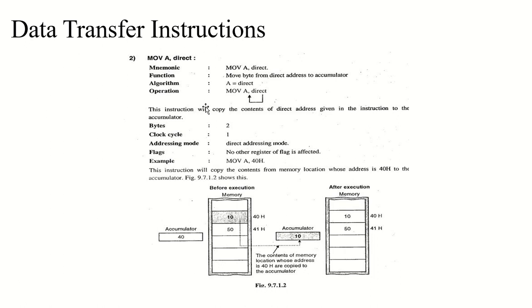So before the instruction, this is the memory location 40h. What data does it have? It has 10. And what does the accumulator have? The accumulator has 40. So after the instruction, the content of the memory location, this 10, will be transferred to the accumulator. So the accumulator will also have 10, and this remains unchanged. There will be no change in the content of memory location 40h. So pretty simple, understandable. Now let's move to the third one.